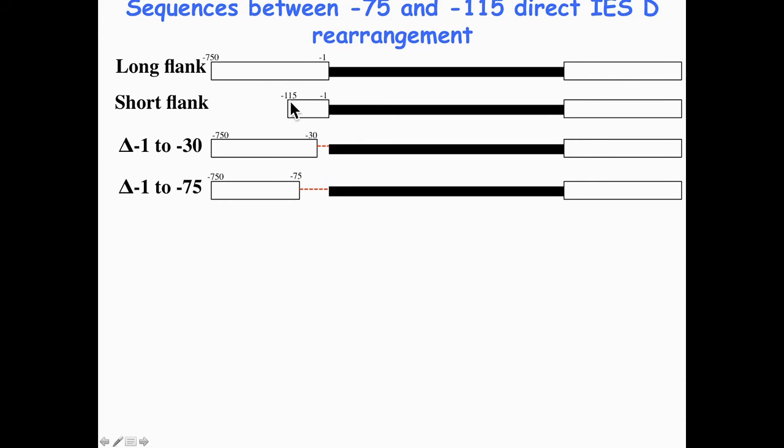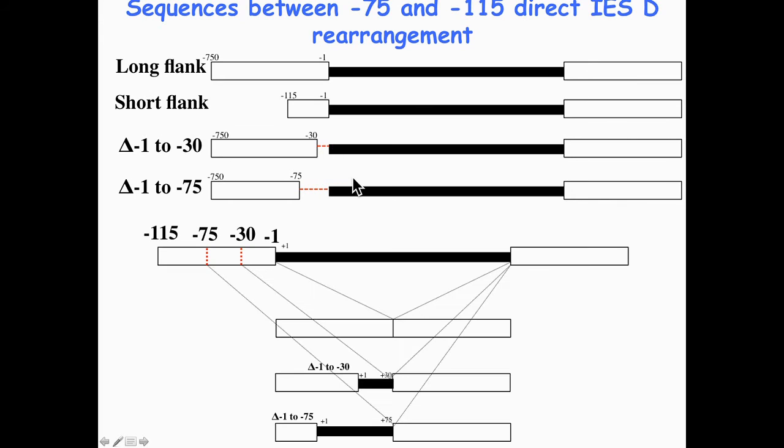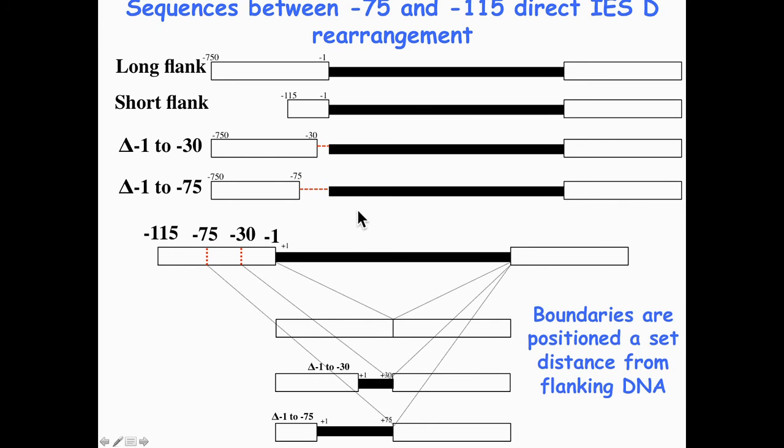So basically she made deletions either into about 115 base pairs or made these internal deletions, and what she was able to show is that she was able to delete all the way to 115 and get very efficient elimination. All these mutants actually rearrange very efficiently.